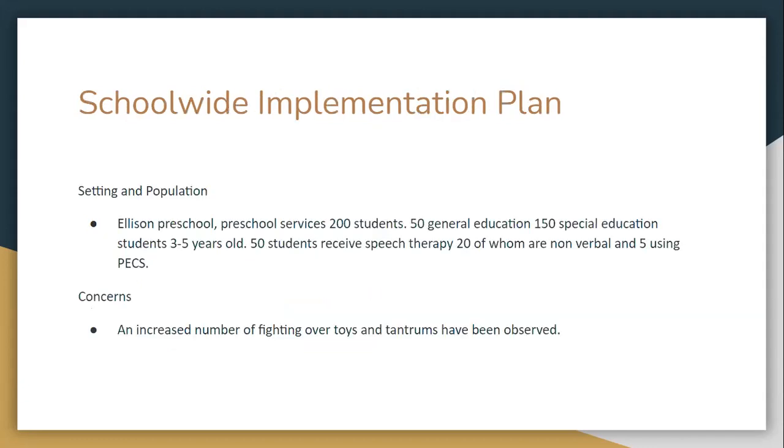All right, so the Ellison Preschool services 200 students, 50 of which are general education and 150 are special education students 3 to 5 years old. 50 of the 200 students receive speech therapy, 20 of whom are nonverbal, and 5 are currently using PECS. So the concerns presented are an increased number of fighting over toys and tantrums that have been observed in the school.